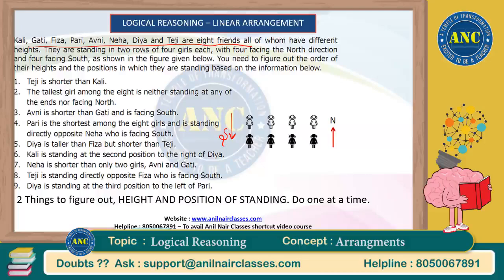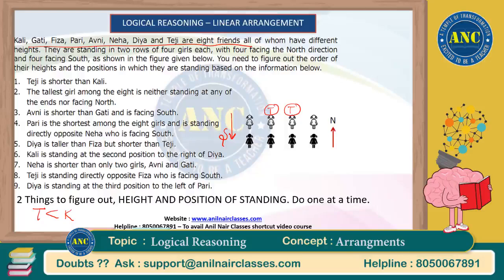Teji is shorter than Kali. The tallest girl among the 8 is neither standing at any of the ends nor facing the north. So basically, the tallest girl is facing south. So the tallest girl would be either this girl or this girl. These two can be the tallest girls. Avni is shorter than Gati and is facing south.